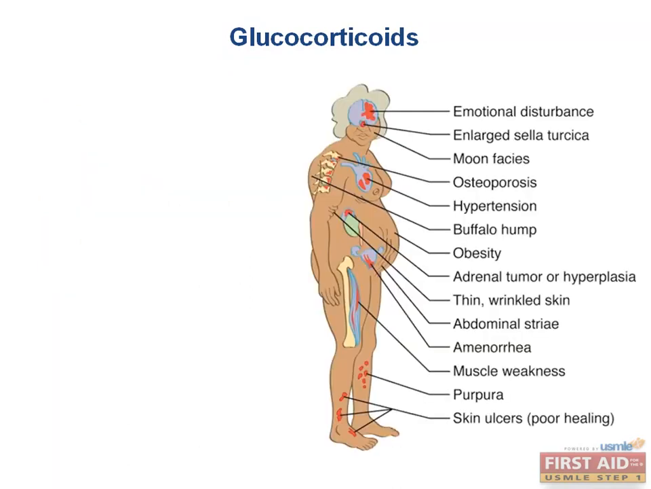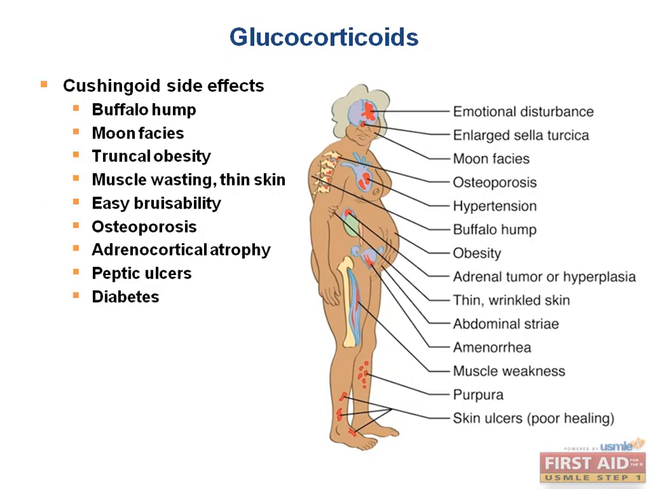The major side effect of long-term glucocorticoid use is an iatrogenic Cushing syndrome, and you should be very familiar with the associated symptoms of Cushing syndrome as we reviewed in the pathology section. Let's say you have a patient on long-term steroids, and the patient suddenly stops taking their medications. What could be one serious side effect of this?